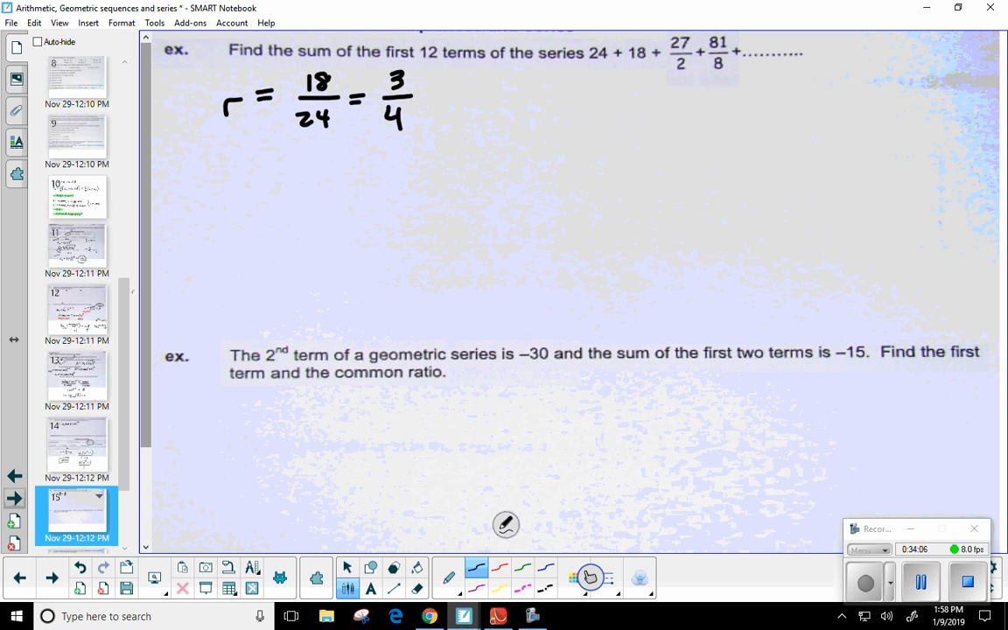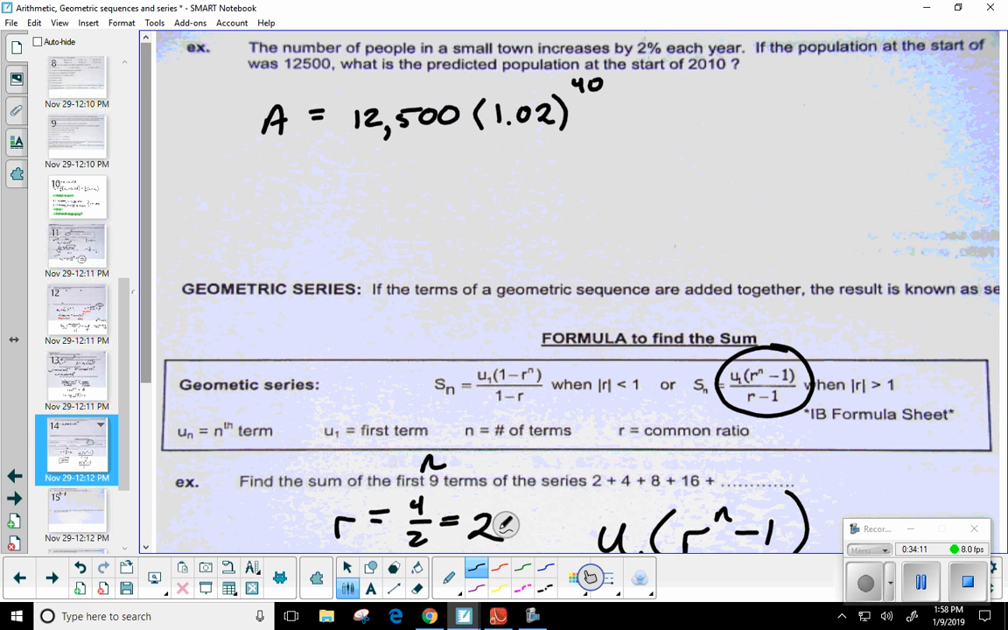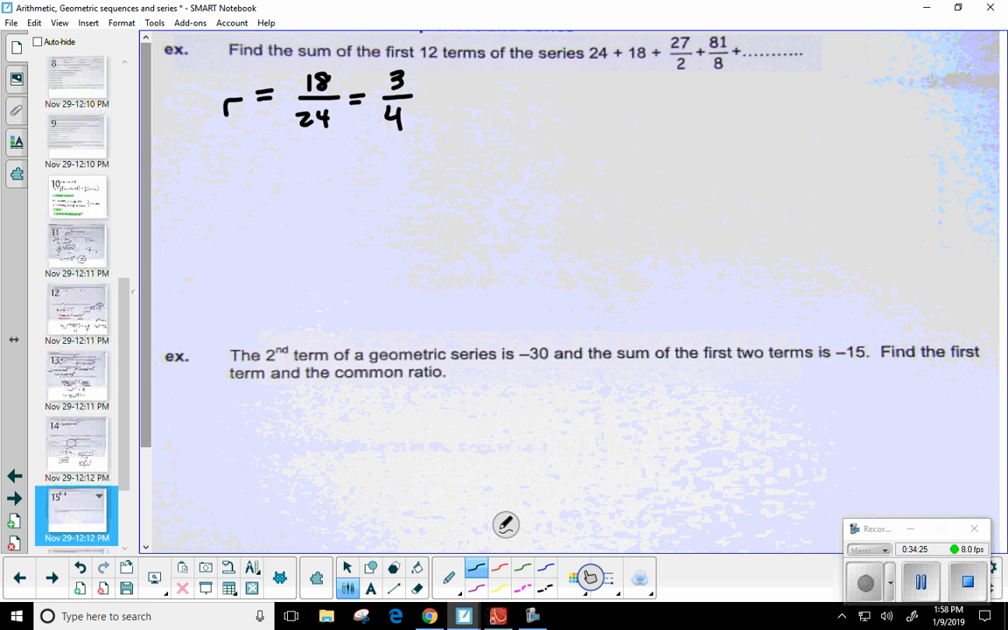Okay. All right. So with our value of r, the absolute value, that is, being less than 1, we're now going to be using the first formula. Okay, so u sub 1 times 1 minus r to the n over 1 minus r. Okay, so the key here is just knowing which formula you want to use. Is everybody okay with how I'm deciding which?